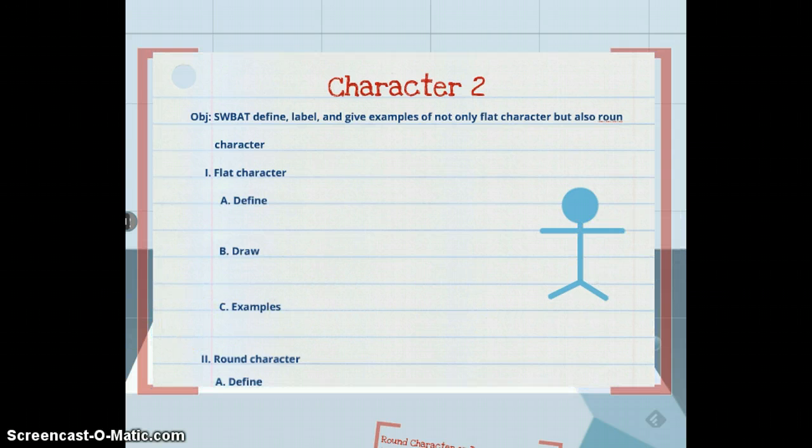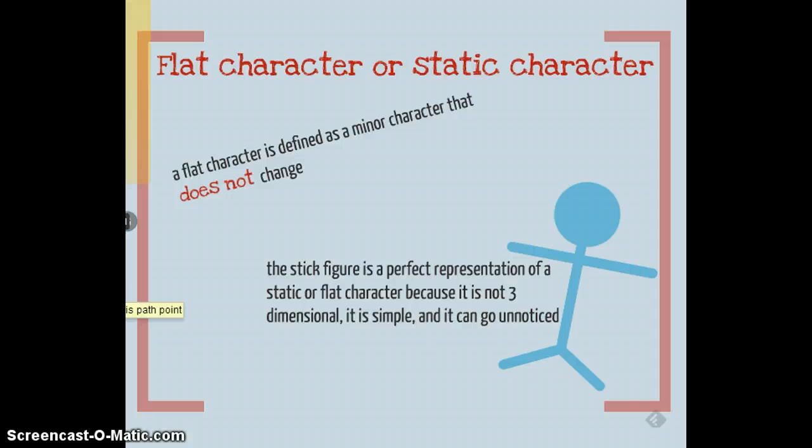So here we go. With the first term, flat character, if you think about a flat line, it never goes up, it never goes down. It just moves right along. It's always the same. So your definition is on the board there for you, but the key phrase is in red: does not change. Okay, guys, so that's why people like a stick figure. It's flat lines, right? It doesn't look realistic.